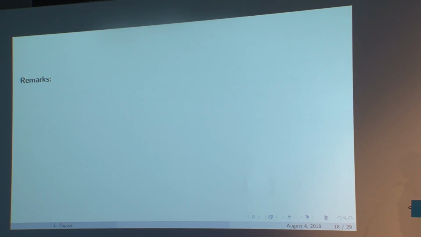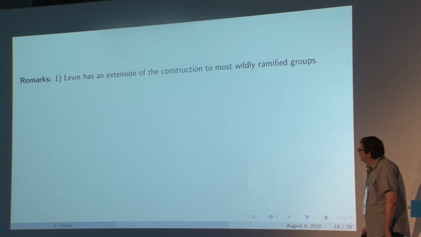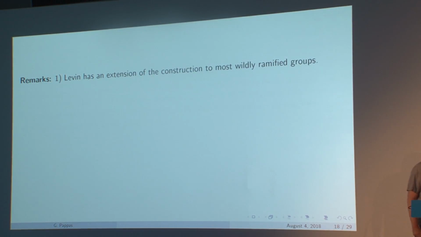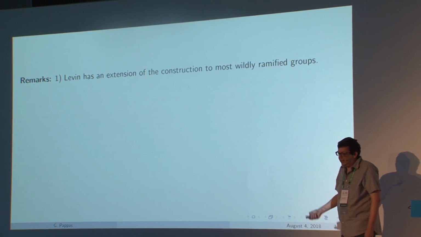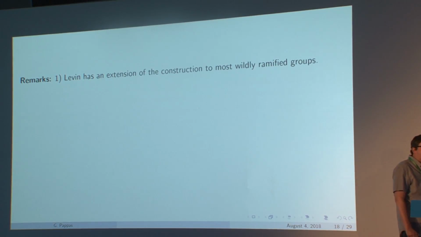Okay, so here are some remarks. First of all, there is this restriction of the group being tamely ramified. Now, Brandon Levin has an extension of the construction to most wildly ramified groups. Let me explain what I mean by most. He can allow restriction of scalars from a wildly ramified extension of something that's tame. When you do this, you pretty much cover all the wild cases except for small primes. 2 and 3 actually are the only cases that are missing.